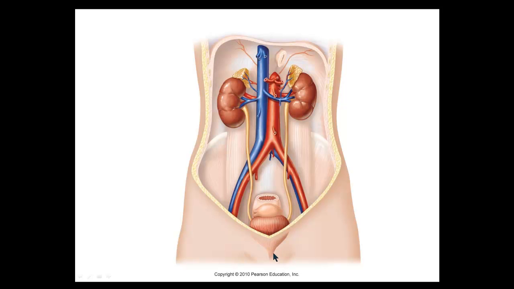And the opening of the bladder to the outside of the body is called the urethra, and that's this structure right down here, the very end of the bladder, the opening to the outside. And obviously males have a longer urethra than females do, therefore females are more prone to urinary tract infections because of the shorter distance the bacteria have to travel from outside the body into the sterile urinary tract.